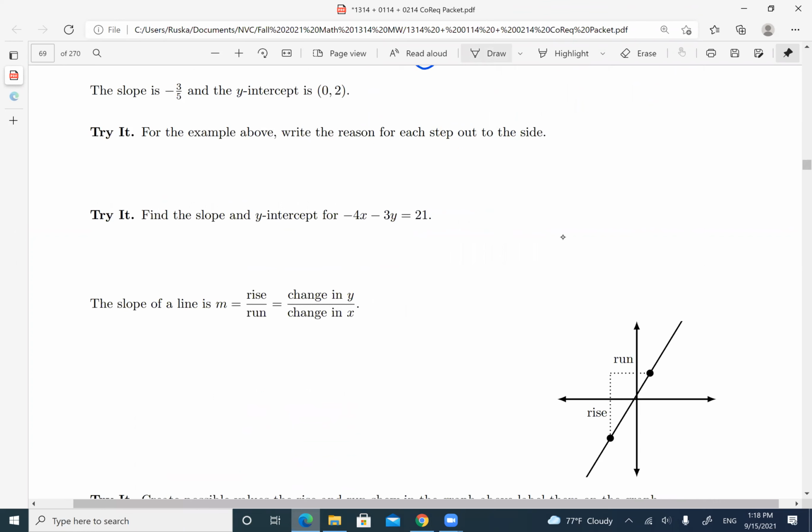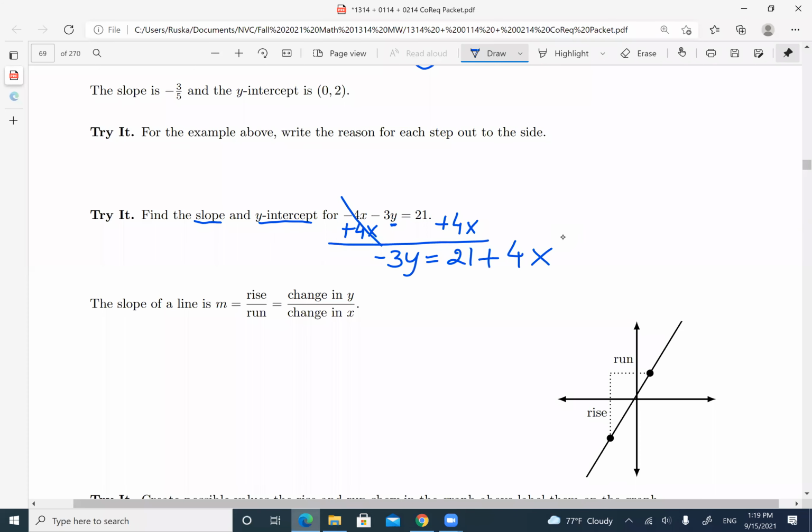So we have this equation given: negative 4x minus 3y equals 21. And it says find the slope and the y-intercept. So that means I have to get y by itself again. So what are going to be the steps? You're going to add 4x on both sides. And then the 4x cancel. So we're going to get negative 3y equals 21 plus 4x. I can just write it like this, bring it down.